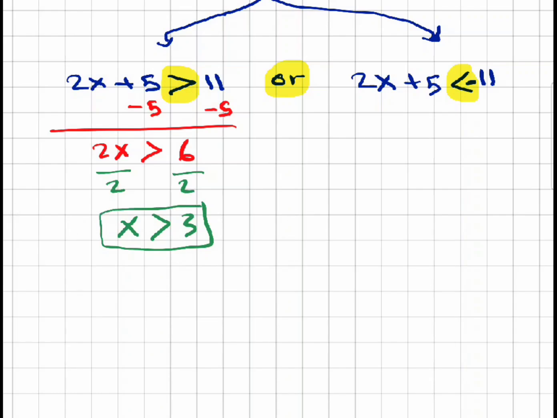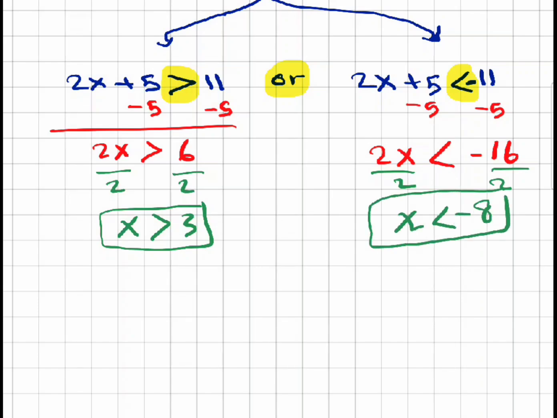Now, let's get the second answer. So once again, we're going to subtract both sides by 5. Negative 11 minus 5 is negative 16. And then we're going to divide both sides by 2. Negative 16 divided by 2 is negative 8. So x is less than negative 8.